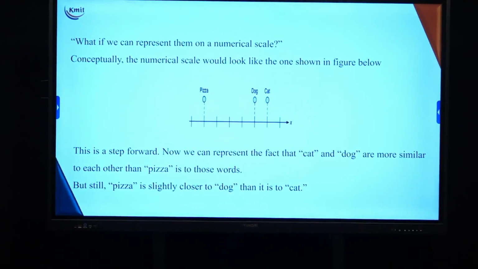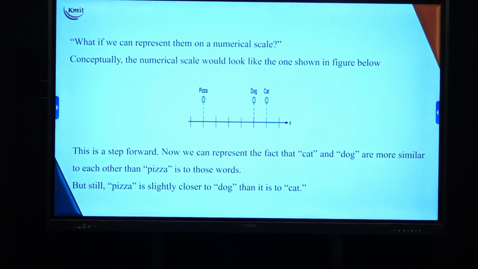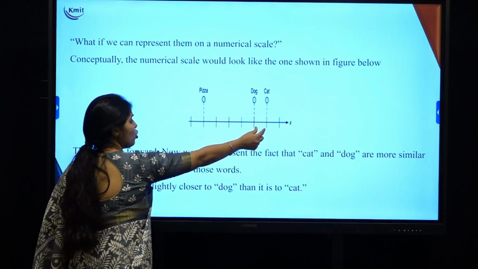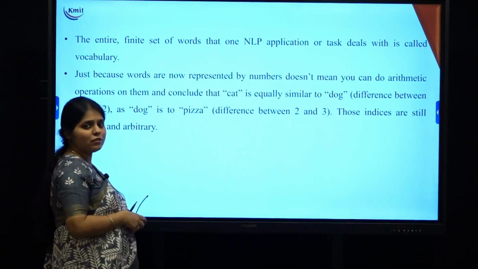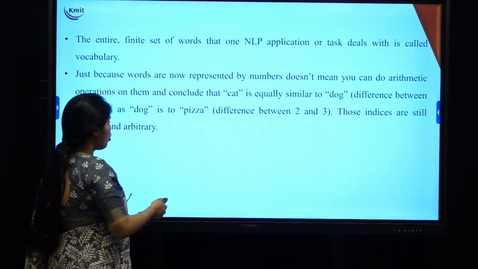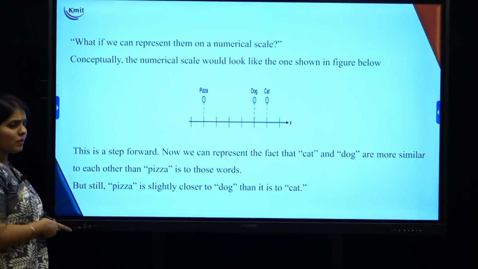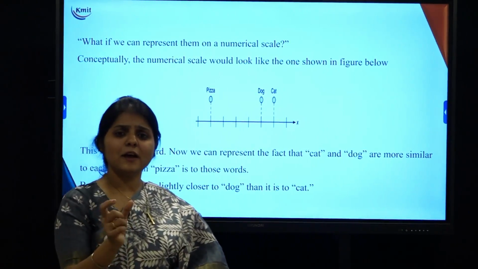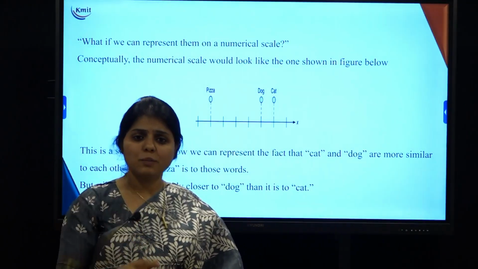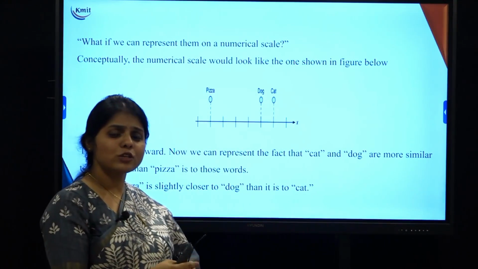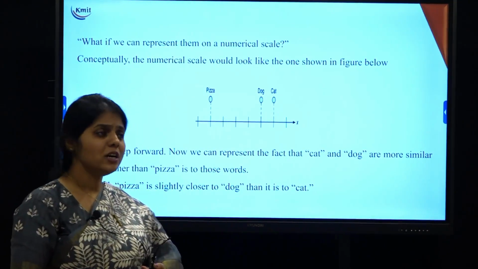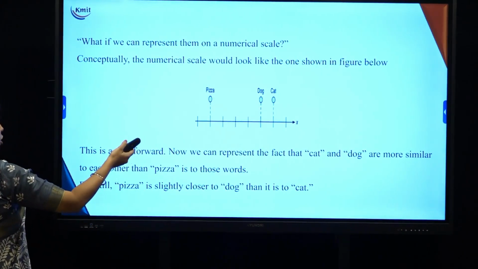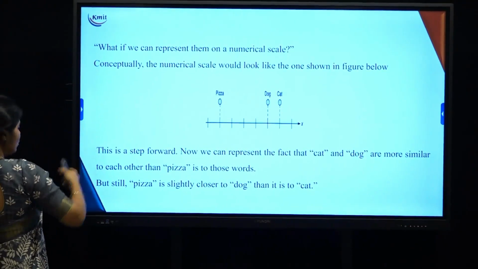This is called a numerical scale representation, wherein, as you can see here, this is one step forward: cat and dog are near, whereas pizza is far away from that, saying that cat and dog belong to some category. That is the animal category, hence they have some mutual relation. So they are placed together, whereas pizza comes under the food category, which is totally different from the other two. So we can represent the fact that cat and dog are more similar to each other than to pizza.